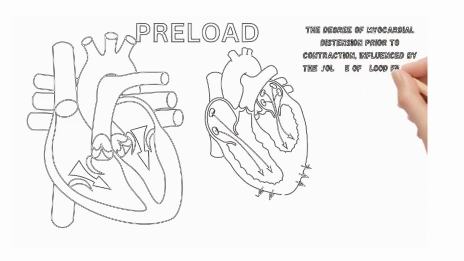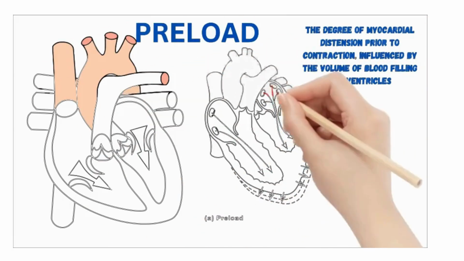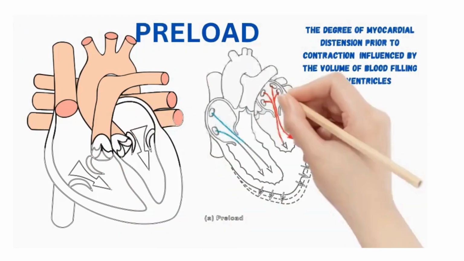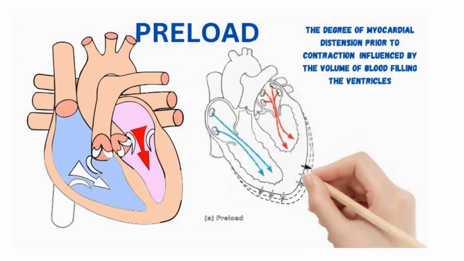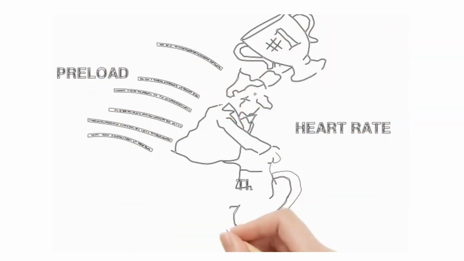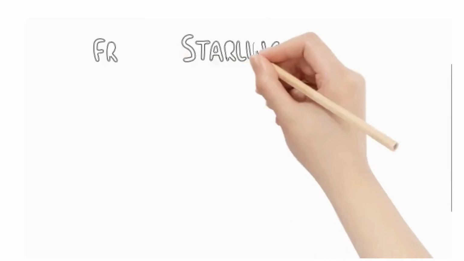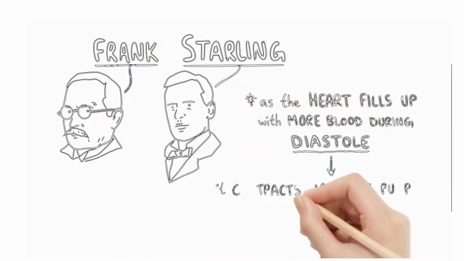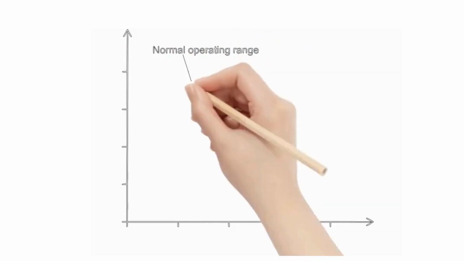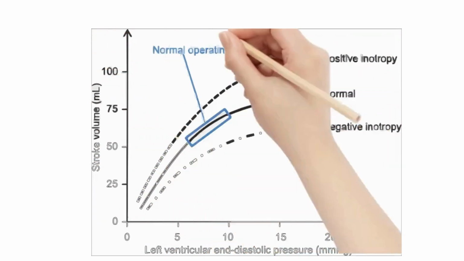When we talk about the preload, we refer to the degree of myocardial distension prior to contraction, influenced by the volume of blood filling the ventricles. It's similar to a cyclist benefiting from a tailwind, which helps them move faster without additional effort. According to the Frank-Starling law, the greater the stretch of the heart muscle fibers, the stronger the contraction. However, there's a limit. Beyond a certain point, increasing preload won't increase cardiac output.